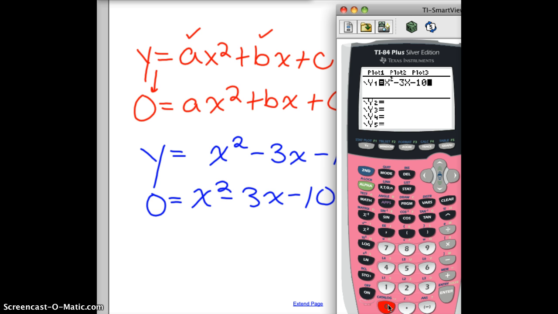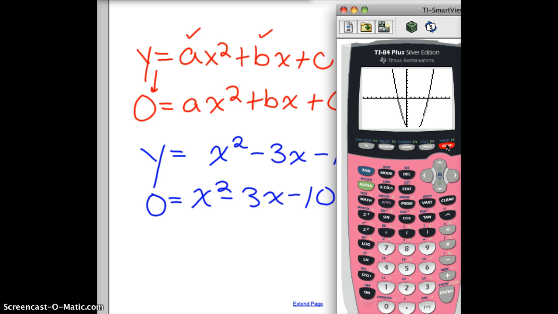And let's talk about what we know about this right now. Because it leads in a positive, it's going to open up. If I wanted to find its axis of symmetry, I would do negative b, which would be negative 3, over twice a, which would be 3 over 2, or 1.5. So I know it's got an axis of symmetry at x equals 1.5. What I'm going to be concerned with today is what we call the solutions, which is where the y value is equal to 0. Well, let's go graph this to see what we've got going here.